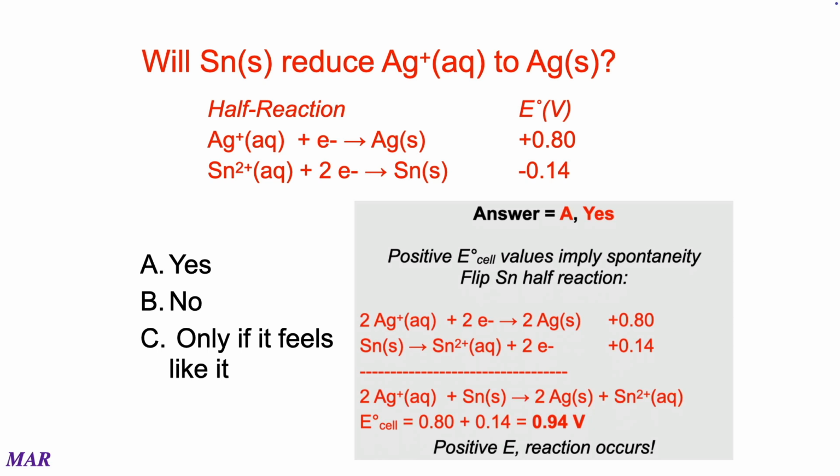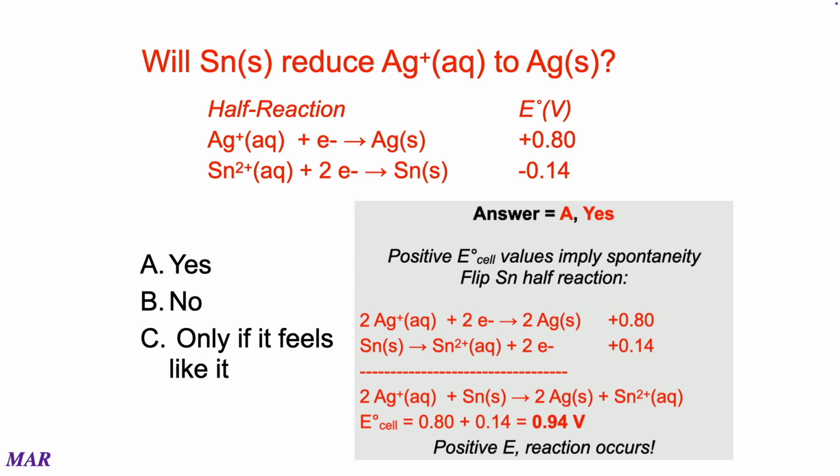How much is it going to happen, Dr. Russell? Good question, random student in the back of the room. You can actually figure out the E cell values. So this is balancing the reaction. Can't show the electrons in my world, so we'll multiply the silver through by 2, but that doesn't change E cell. Still going to get positive 0.94.